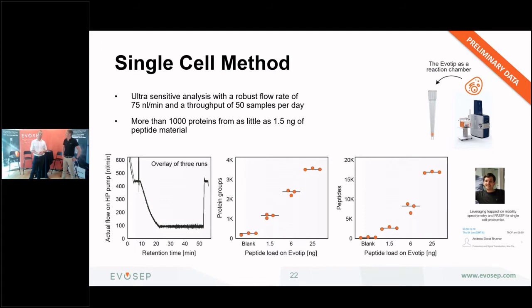But we got off to this and got more and more excited as we continued the work. Based on gradients, we were also able to see performance that was in the right ballpark. As we can see on this slide, even from 1.5 nanograms of HeLa, we were reaching 1,000 proteins. So it's not the depth that we want, but it's definitely a good start.